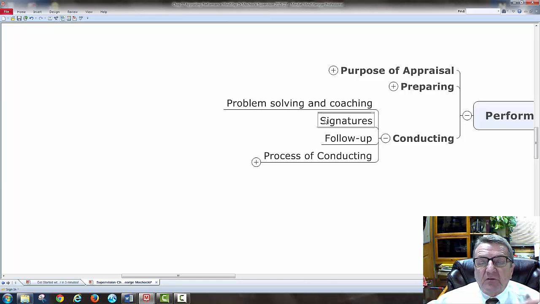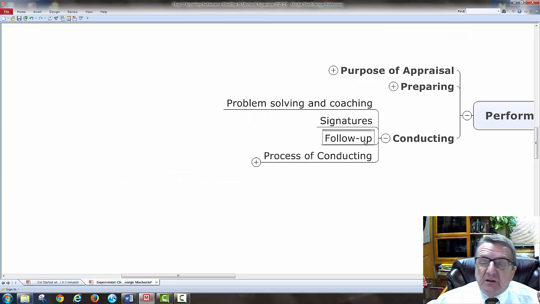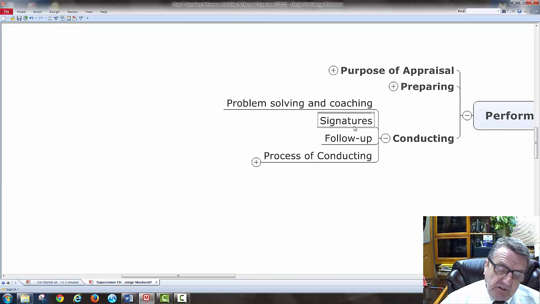Conducting, problem solving, make sure they sign off and follow up. The process of conducting is basically, okay, we'll look at this one. Now, if I'm looking at signatures, if an employee does disagree with you and says, I'm not signing this, it's a poor review, you don't have to force him to sign. You could just say, we met on this day, and you write that the employee does not want to sign the paperwork. It's like on the ticket, you have to sign it. But you don't have to sign it.